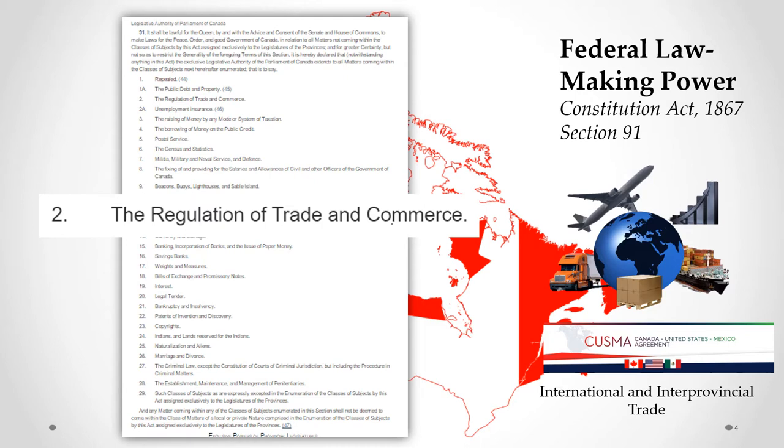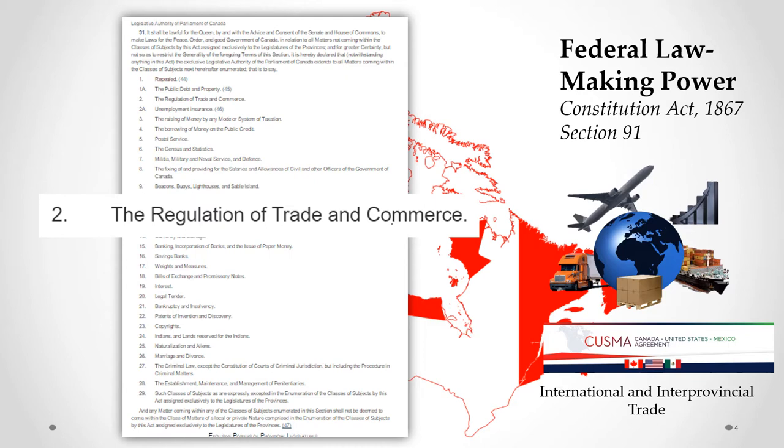The thing to keep in mind with this power is that it is applied in a much narrower sense than the wording suggests. Just saying trade and commerce seems to suggest that the federal government has the ability to regulate almost any kind of economic activity in Canada, which is actually not the case. The regulation of trade and commerce refers to the federal government's ability to regulate international and interprovincial trade. So any kind of economic activity, any kind of trade within a province cannot be regulated by the federal parliament, but can be regulated by the provincial governments.